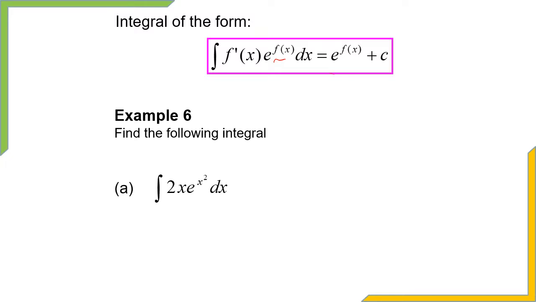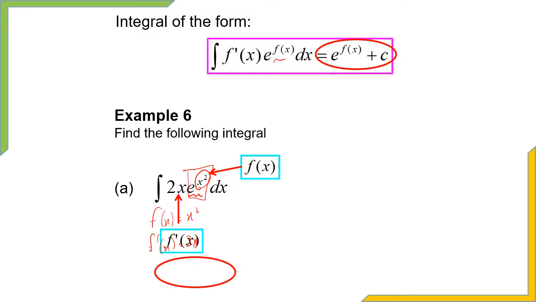For example number 6, question A. Now we want to integrate 2x e to the power of x squared with respect to x. If we have the derivative of x squared in front of the exponent, then directly the answer is e to the power of x squared. So f(x) here is equal to x squared, so f prime x should be equal to 2x. If it's exactly like this, then we can directly give the answer equal to e to the power of f(x), which is e to the power of x squared plus c. So this is for question A.